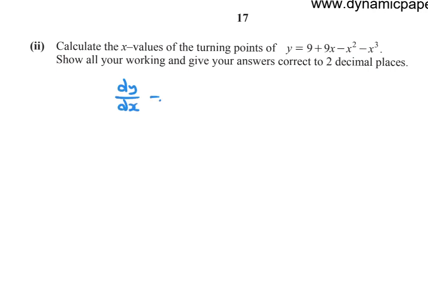So find dy over dx. For 9, derivative 0. For 9x, derivative 9. For negative x squared, derivative negative 2x. For negative x power 3, the derivative is negative 3x squared, and equate it to 0. It's a quadratic, you can use a calculator or you can use the formula.